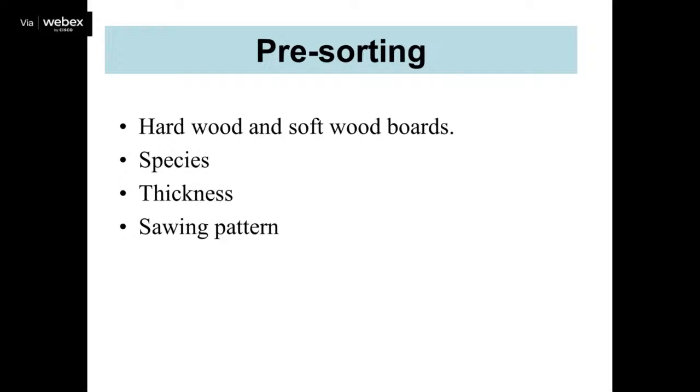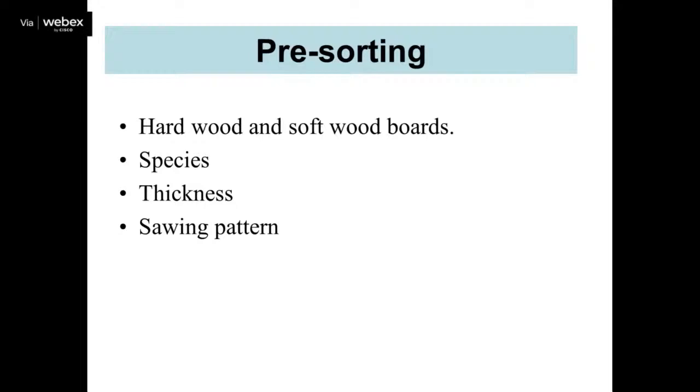Therefore, depending upon the type of wood and the species from where the planks have been obtained, if it is a moderately refractory species, all the moderately refractory species of similar thickness can be mixed together and dried together. The hardwood can be dried together having the same thickness, keeping the refractory or moderately refractory nature in mind. So pre-sorting is very, very important.